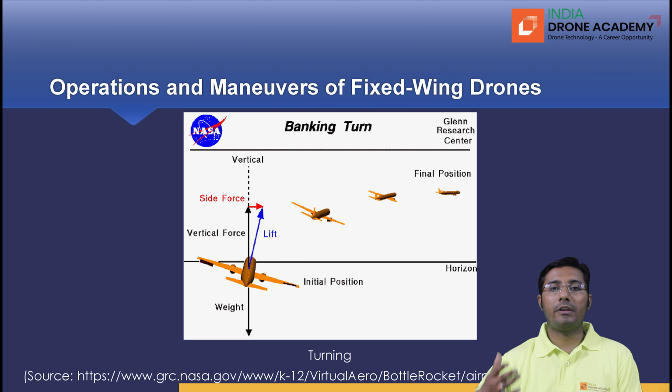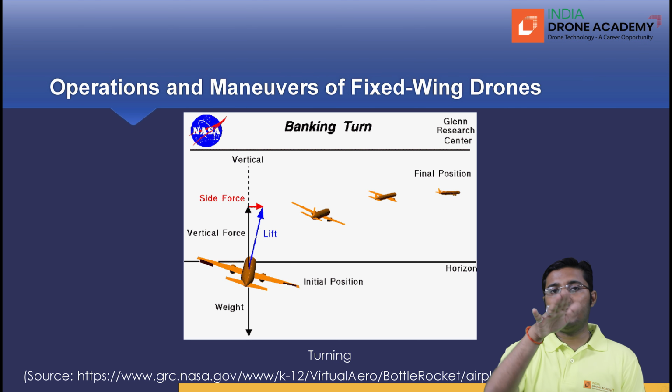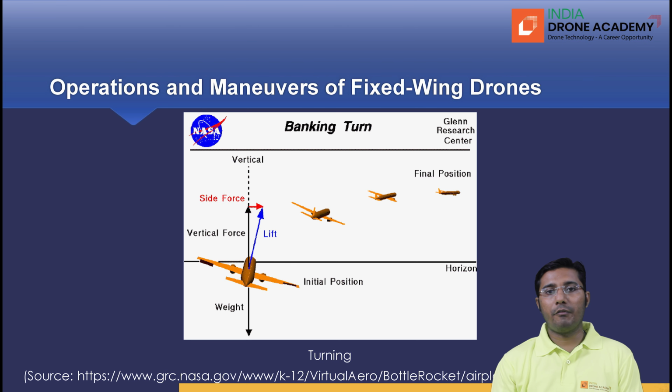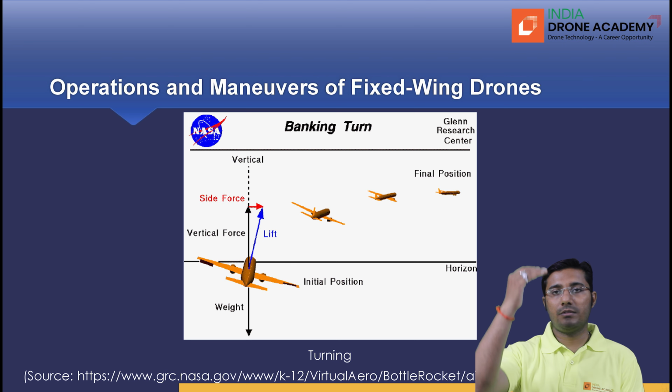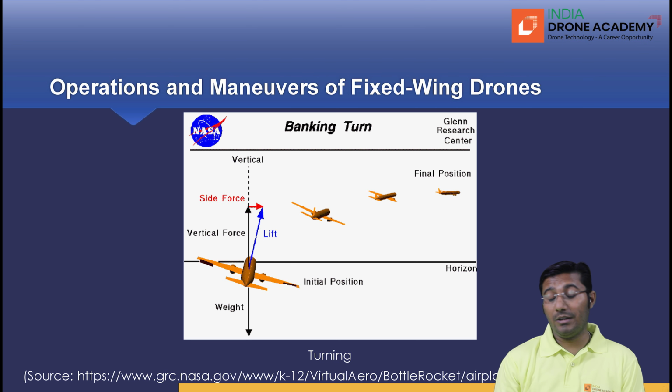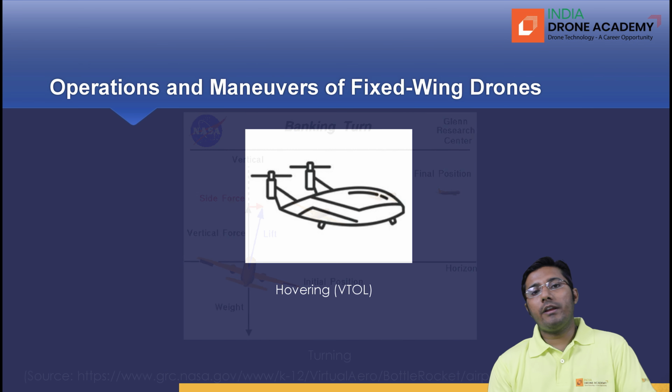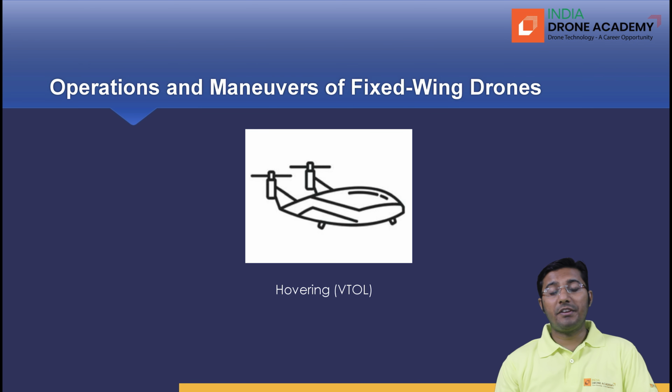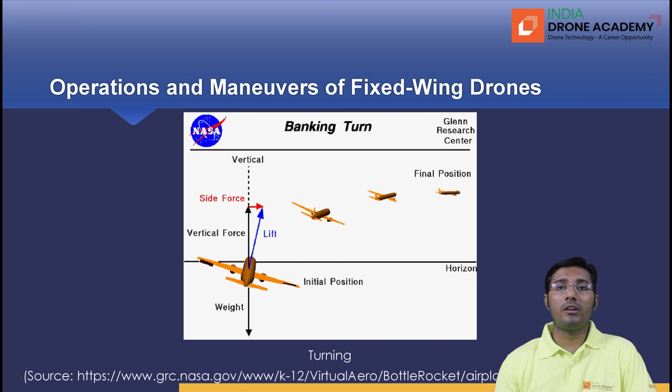And the lift also gets tilted when the aircraft banks. So the component of lift actually acts as a centripetal force. Weight is balancing the aircraft's lift, or I should say in the opposite way, the lift is balancing the aircraft's weight. Hovering is possible in the case of a fixed wing drone, but only when it is of the VTOL configuration.